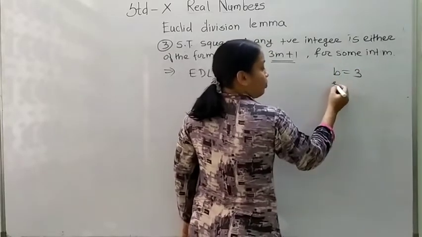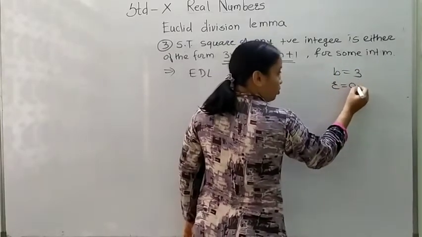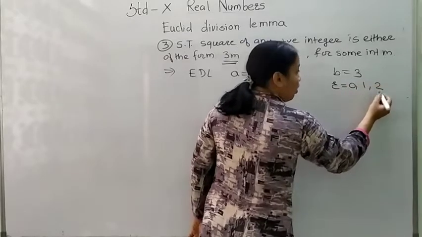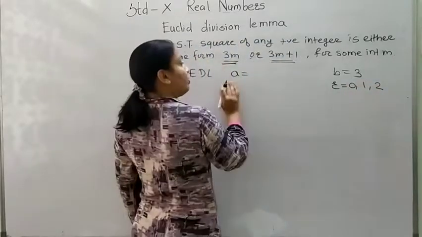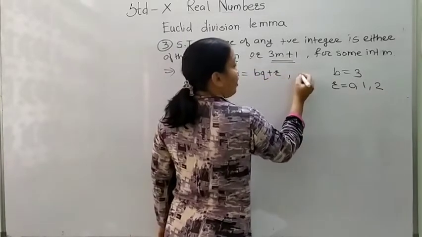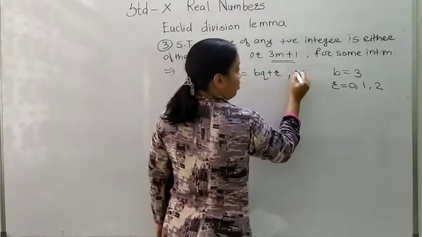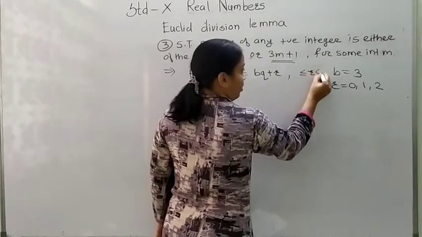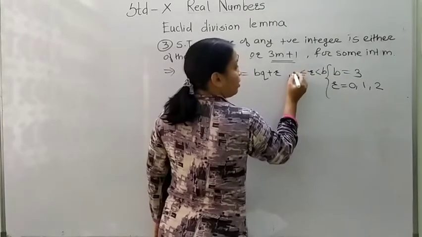Okay, so what are the possibilities of r? r is equal to 0, 1 or 2. Now we are going to write a equals bq plus r, and every time you just write out this condition also. Don't forget to write it. Here b is 3, and r is 0.